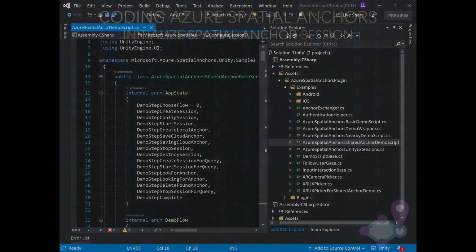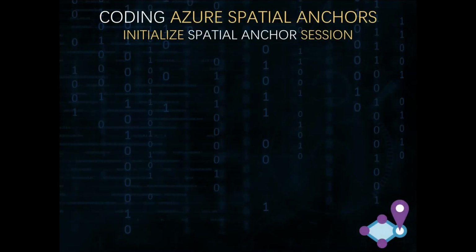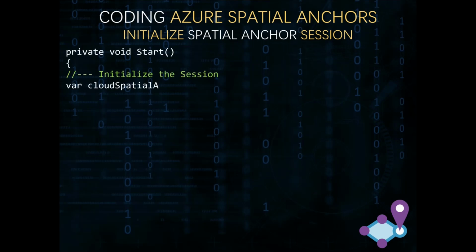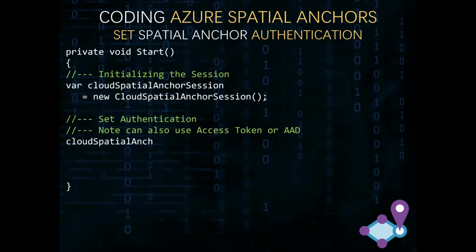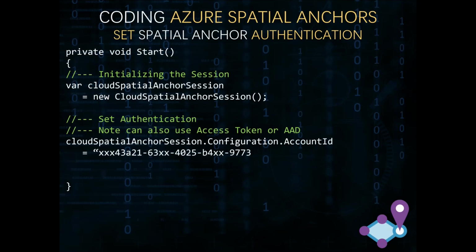So in here, now we're going to talk about what we actually want to code. I know I love to see code in these presentations, so I've spent time in here giving you the ability to walk through the code. We start with how we initialize the anchor session. We create a Cloud Spatial Anchor Session object. That's it. That's how we start. Next is, how do we authenticate? As we do there, we set our authentication. Note, you can also use access tokens or Azure Active Directory, AAD. Here's where we enter those long numbers.